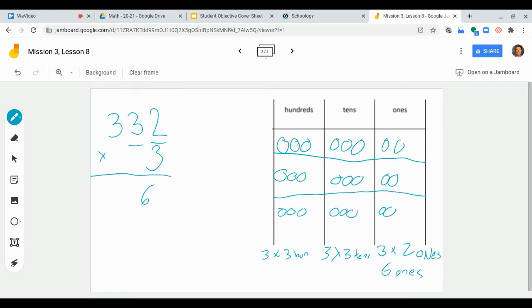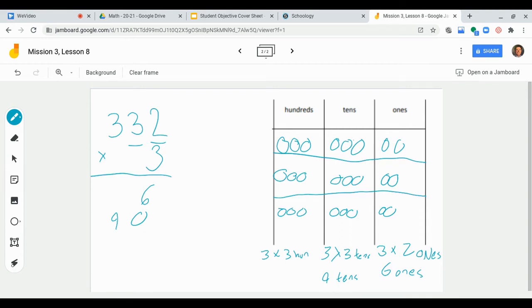Then I have 3 times 3 tens. Well, 3 times 3 is 9. So I had 9 tens. And what does 9 tens equal? Well, remember my zeros trick, I just put the 0 at the end. 9 with a 0 at the end is 90. So in my second row, I'm going to write 90. Notice I have to line up my place values here.